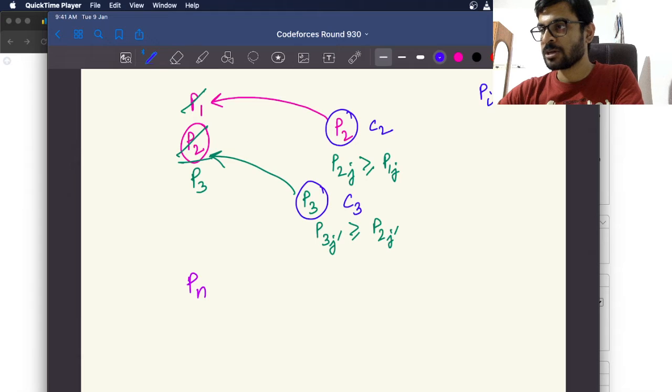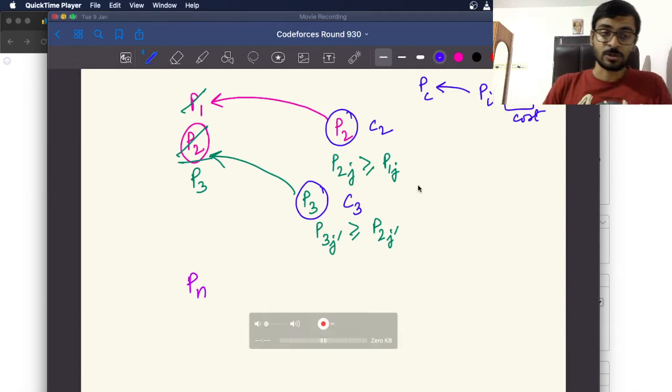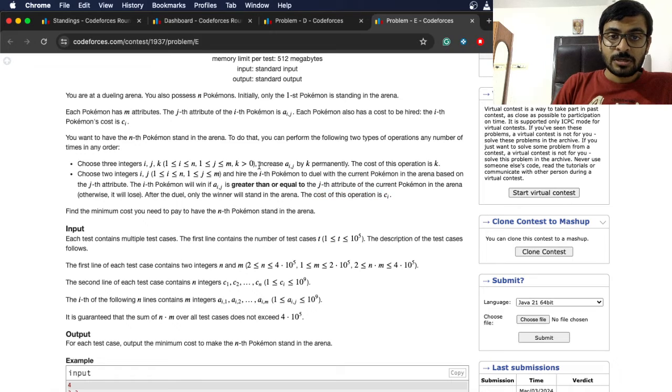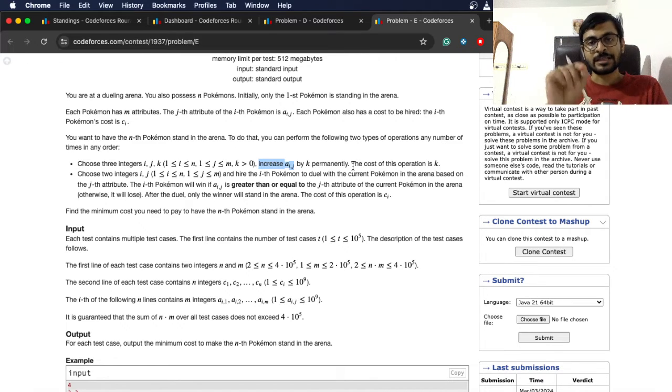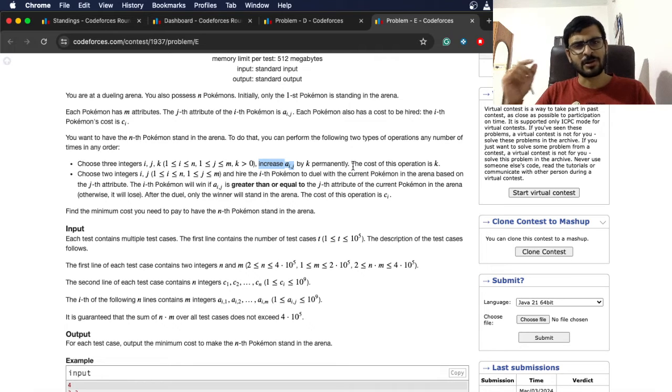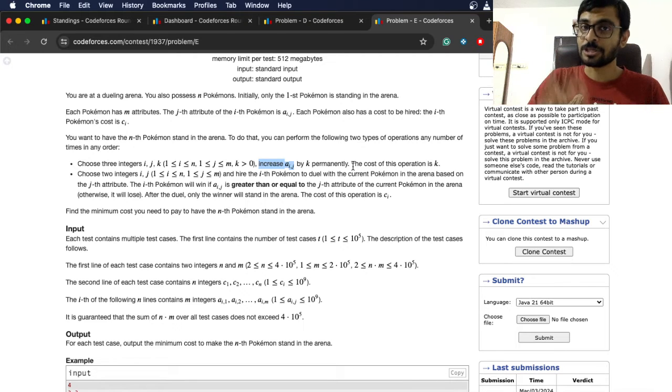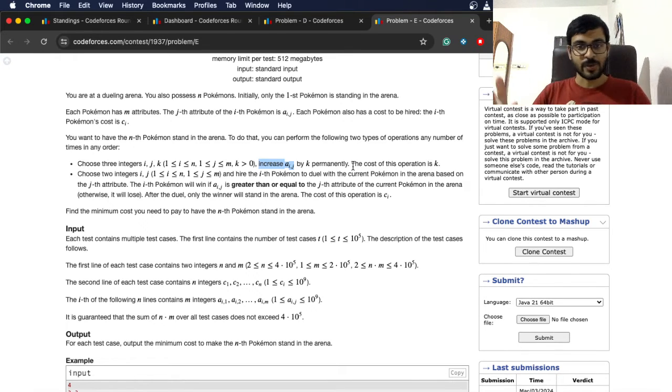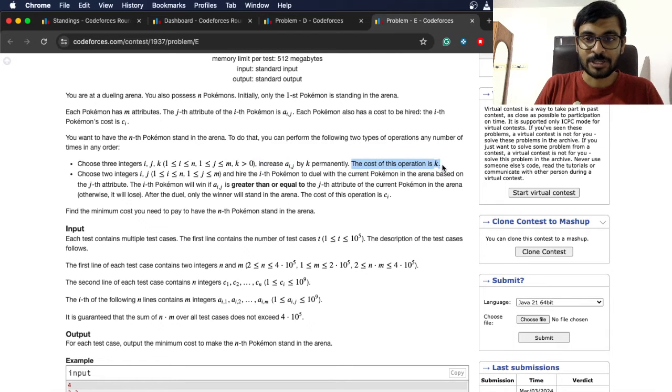So if Pi is brought in and is basically going to replace the current P, then this is going to be Ci cost. This is the cost. There is another cost associated, which is that you can increase the Aij by any k. That is, you can choose a certain Pokemon and increase their power. You can choose one attribute and increase the value of that attribute for that Pokemon by any number. Remember, if you are increasing that, definitely you are adding a burden for some other Pokemon as well, which cannot beat this or something like that. So that is one thing you have to keep in mind. The cost of this operation is k.